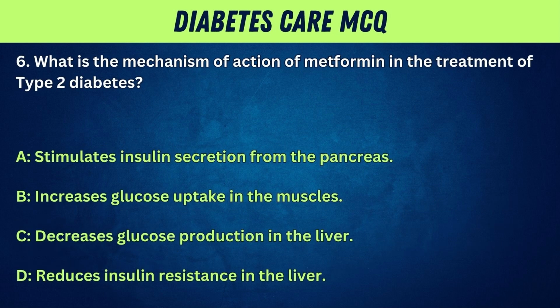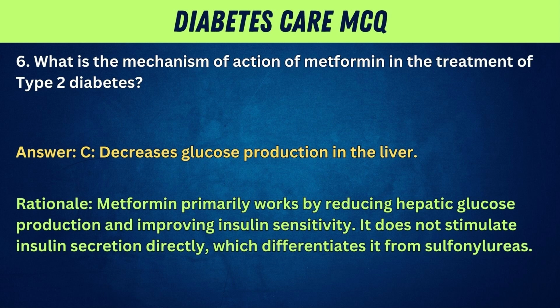6. What is the mechanism of action of metformin in the treatment of type 2 diabetes? A. Stimulates insulin secretion from the pancreas. B. Increases glucose uptake in the muscles. C. Decreases glucose production in the liver. D. Reduces insulin resistance in the liver. Answer: C. Decreases glucose production in the liver. Rationale: metformin primarily works by reducing hepatic glucose production and improving insulin sensitivity. It does not stimulate insulin secretion directly, which differentiates it from sulfonylureas.